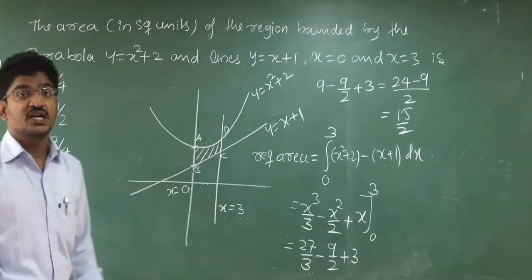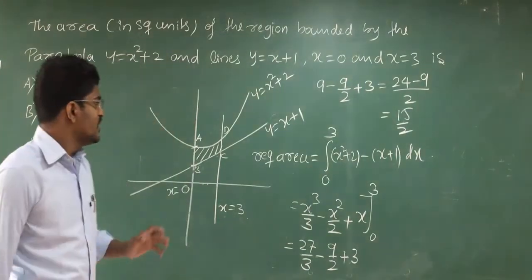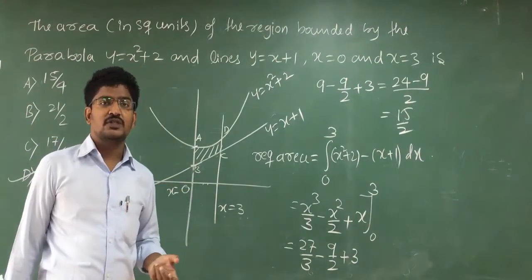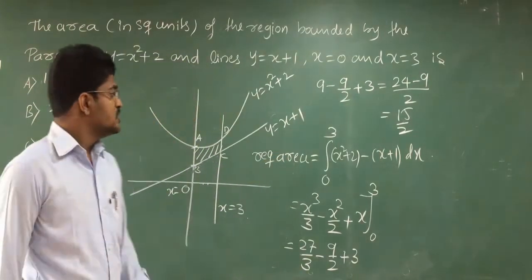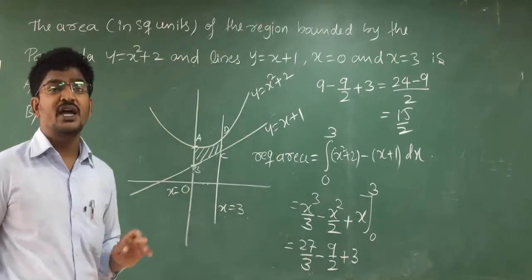So your answer will be 15 by 2 square units. So that is option D. Clear? So while drawing the diagram, you have to be very careful. That's all. Clear? Very simple question. Integration is also from very basics. So answer is 15 by 2.